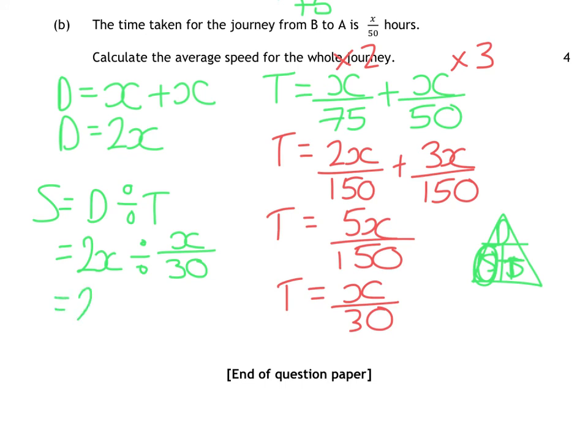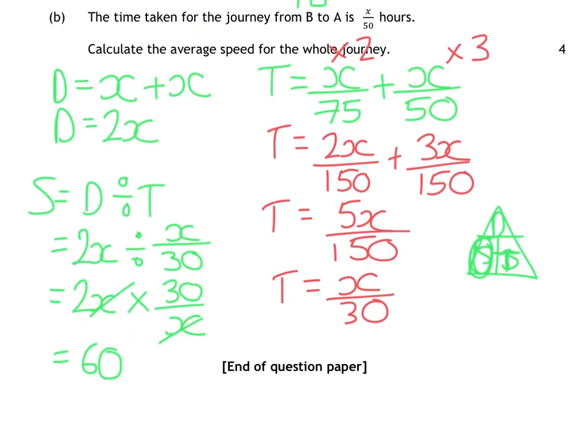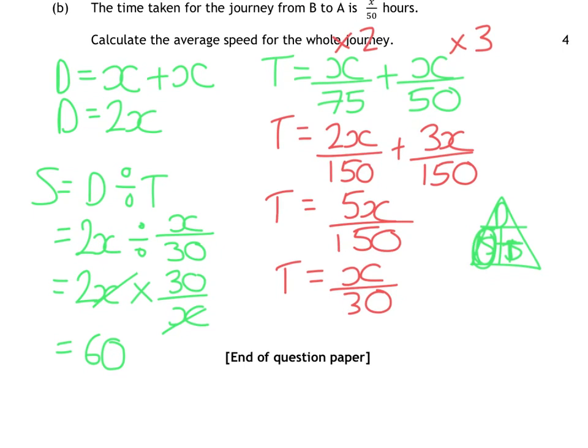To divide by a fraction, remember you keep the first one, change it, flip it. Keep it, change it, flip it. And it gives you that. Those x's will cancel out and you're left with 2 times 30, which is 60. So your average speed is 60. Was the distance in miles? Yep. So my average speed is 60 miles per hour.